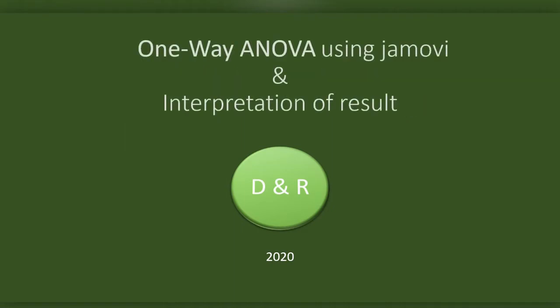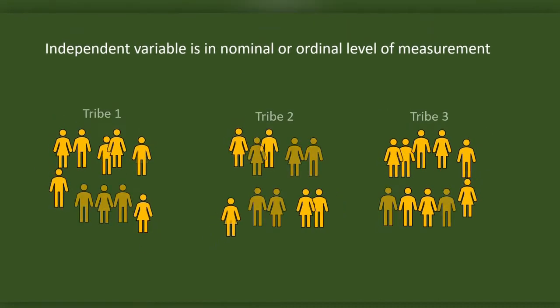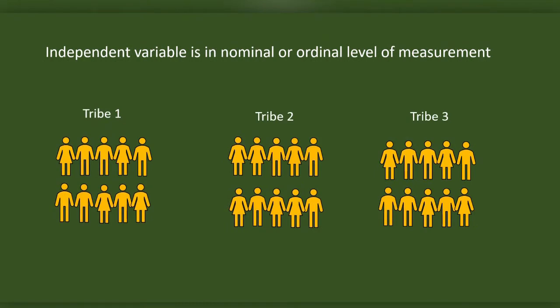In this video, we will learn about One Way ANOVA, how to do it using jamovi and how to interpret the result. We can do One Way ANOVA if the independent variable is in the nominal or ordinal level of measurement or is categorical in nature with three or more categories.